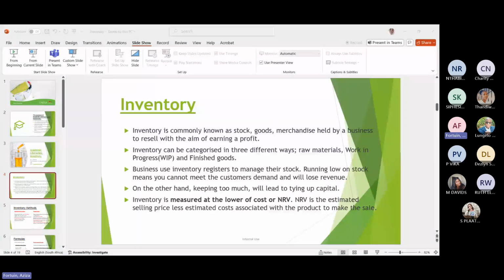It is commonly known as stock, goods, merchandise.